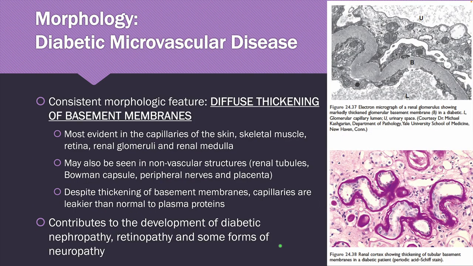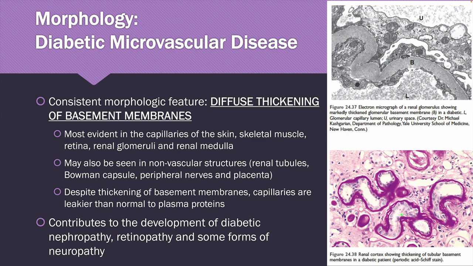So, another consistent morphologic feature is the diffuse thickening of your basement membranes. Now, this is quite evident in the capillaries of the skin, skeletal muscle, retina, renal glomeruli, and renal medulla. So, this is what you will see over here. This is an electron micrograph. You will see over here the thickened basement membrane, itong one with B. And if you do a special stain, a PAS stain, you will be able to see thickening of your basement membrane over here. And this is in the glomerulus.